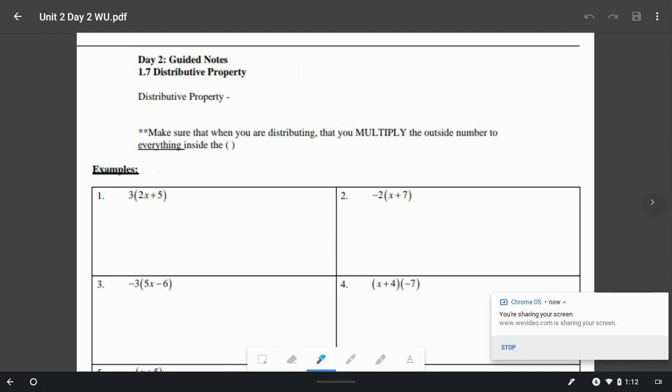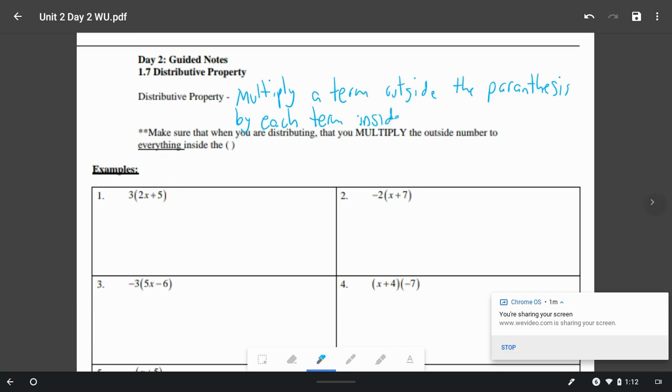And this is where we're going to multiply a term outside the parentheses by each term inside the parentheses. So a little bit of multiplication from last year that hopefully you guys remember. So if we look at these double stars, it says make sure that when you're distributing that you multiply the outside number to everything inside.